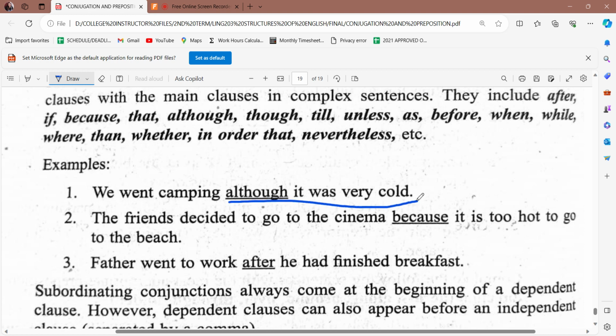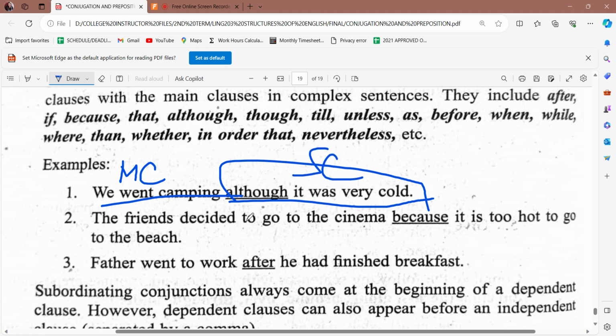So, "although it was very cold," it does not have a complete thought. So it is lacking. But "we went camping" is our main clause. Is it our subordinate clause or our independent clause? Because, again, a subordinate clause is a group of words that cannot stand alone, so it does not have a complete thought.